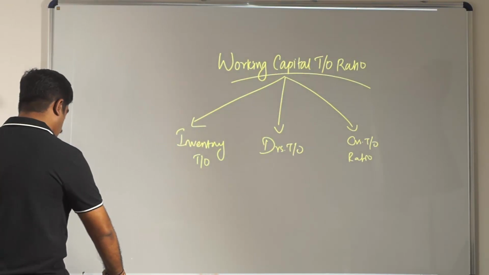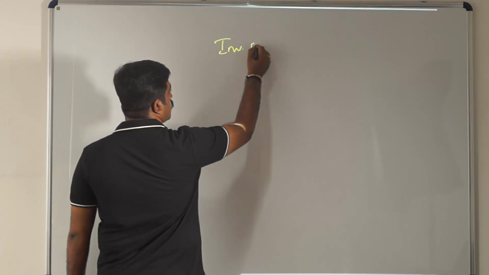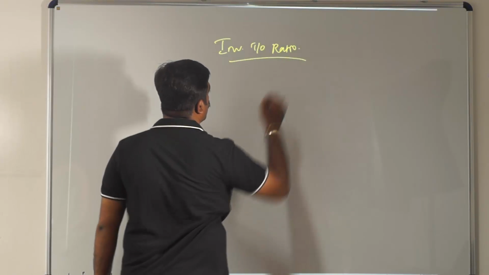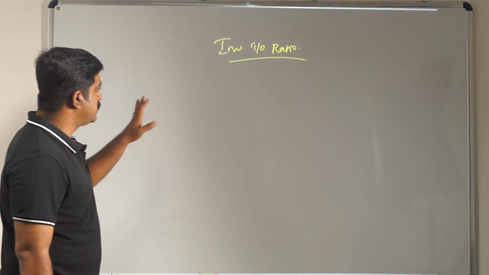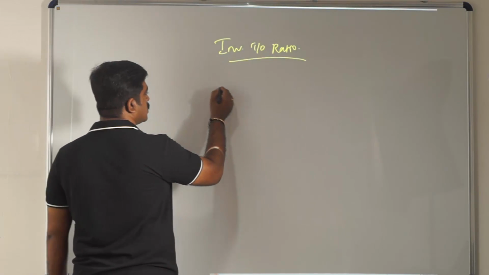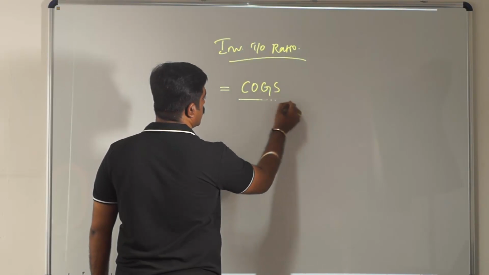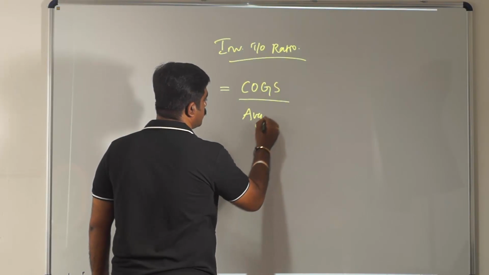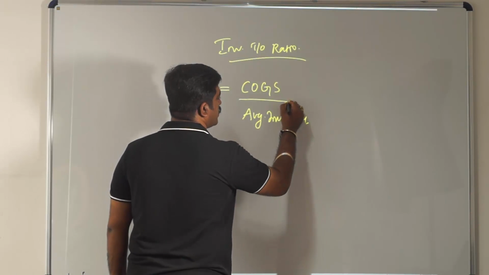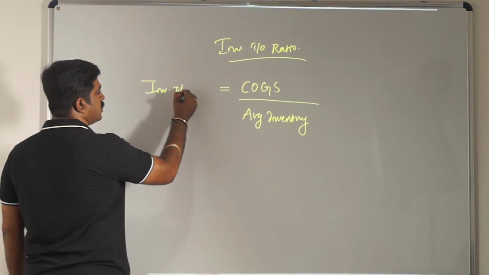Okay, to start with, inventory turnover ratio. Now, what is the formula? Let me just give you the formula, then we'll appreciate it. The formula is cost of goods sold divided by average inventory. Cost of goods sold divided by average inventory gives us the inventory turnover ratio.